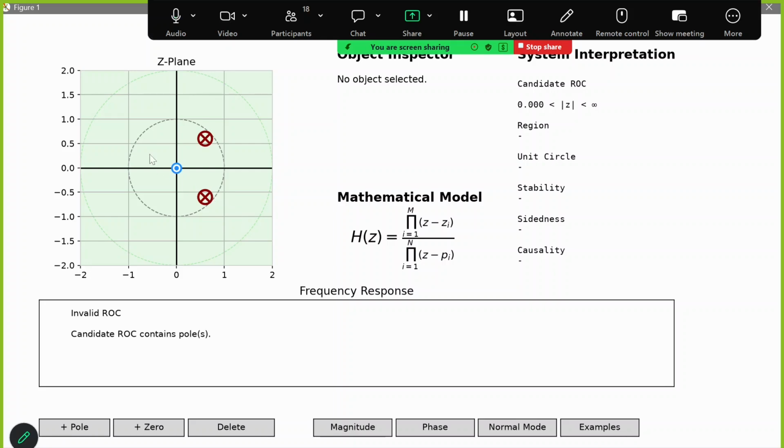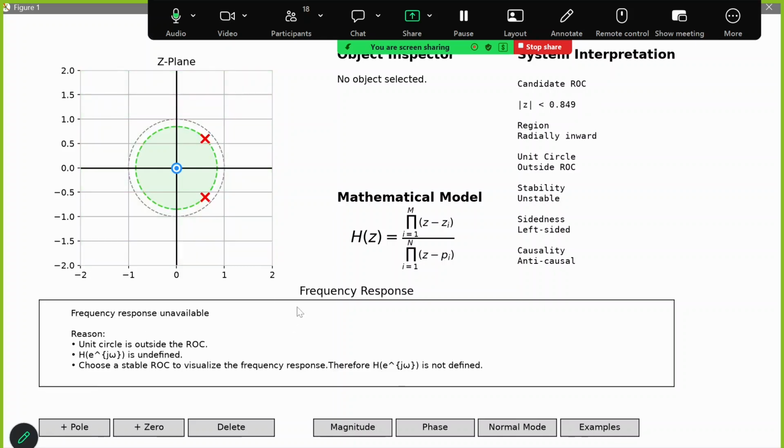What is the possible ROC? Well, it cannot be this one, because the ROC includes two poles, which should not happen. So another possibility is maybe like this. This is a possible ROC, right? However, this system is unstable. Why? Because it simply does not include the unit circle.